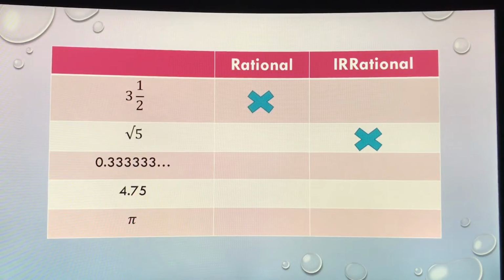Now, it's important to understand what those 3 dots at the end of a decimal mean. That means that number is going to keep repeating. So I'm going to have 3 go on forever. It's not going to terminate. But I can make that a fraction by putting 3 over 9. So it is in fact rational.